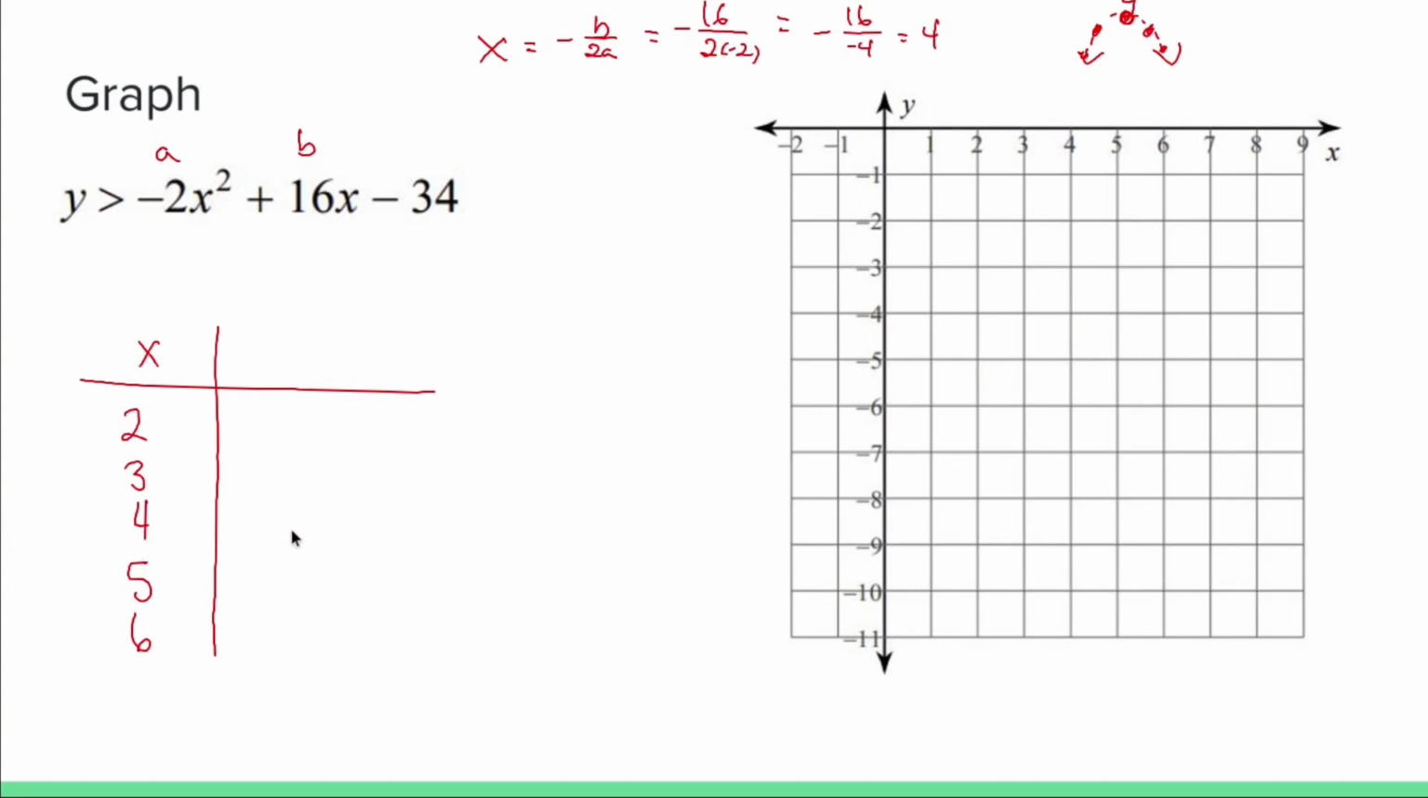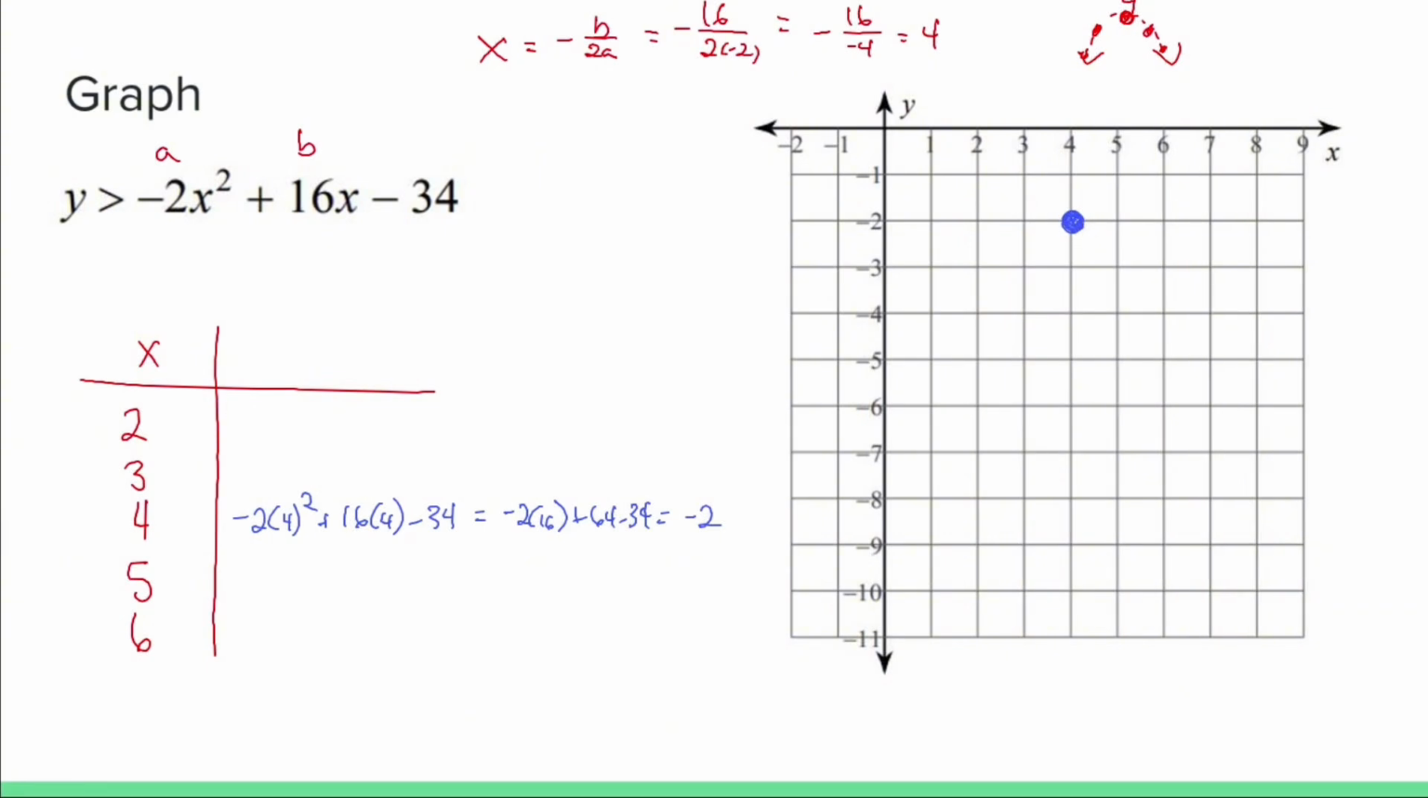All right, so let's plug in 4, my vertex. When I plug in 4, I'm going to get negative 2 times 4 squared plus 16 times 4 minus 34. That's going to be negative 2 times 16 plus 64 minus 34. Negative 2 times 16 is negative 32. Negative 32 plus 64 is 32, and 32 minus 34 is negative 2. I had to do a little bit of hand waving. I ran out of space there. So 4, negative 2. There's the dot.